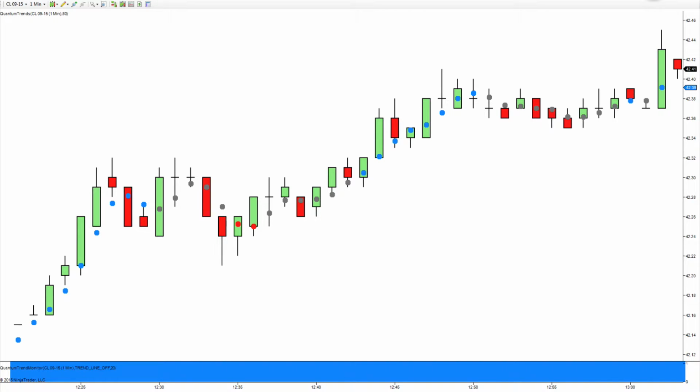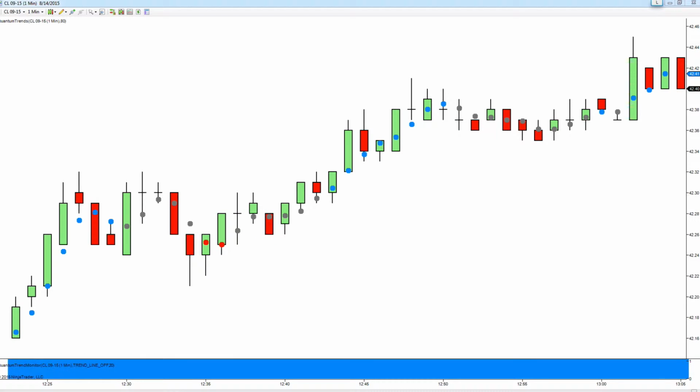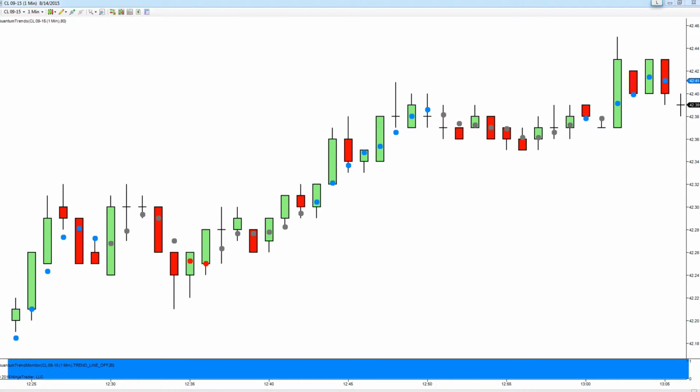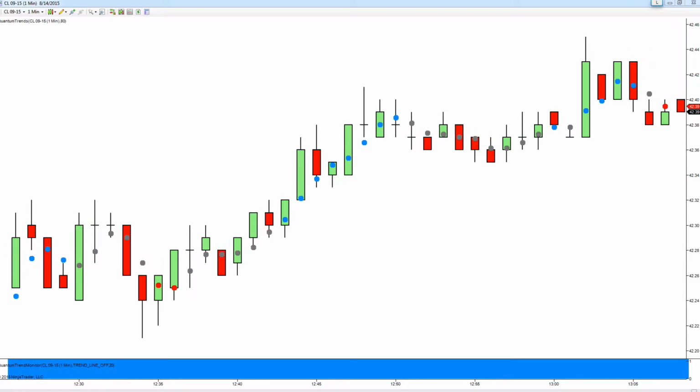Once again we're using the same price action as before. We're using the WTI CL contract on a 1 minute time frame, and we're moving through pretty much the same price action as before. And here we are on the 1 minute chart for the WTI contract once again. We have the trends indicator with our candlesticks, and we've got the trend monitor, which is the solid blue line at the bottom of the screen. This is the indicator that works in tandem with the trend indicator.